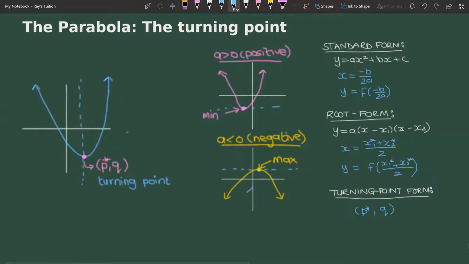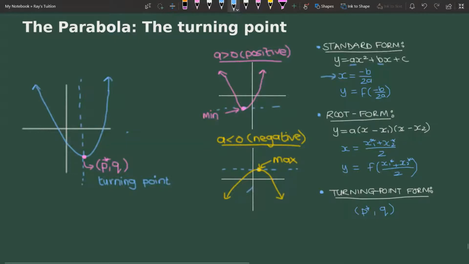So how do we find our turning point? Just a reminder that we have three forms of the parabola, and we're going to have a look at how to get the turning point in each one of these forms. The first form is standard form, and the equation is y = ax² + bx + c, and the turning point is calculated first by doing the x coordinate. To get the x coordinate, we calculate -b/2a, where b is the coefficient of x and a is the coefficient of x².